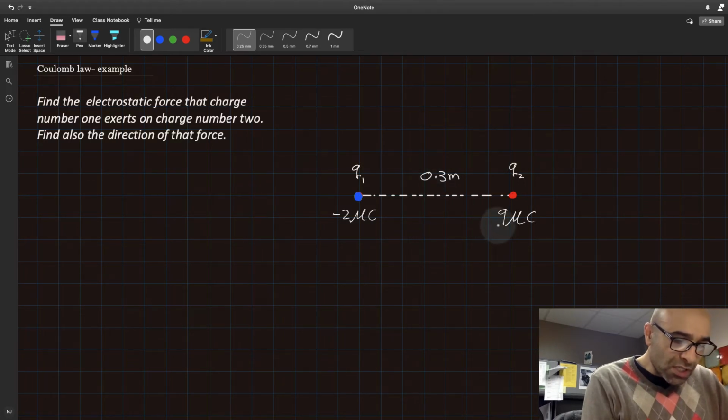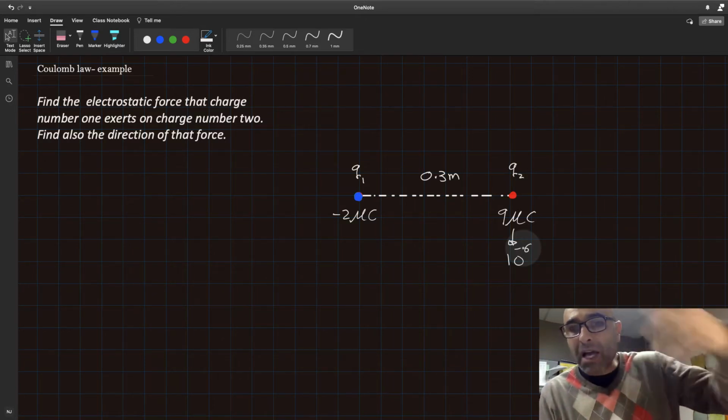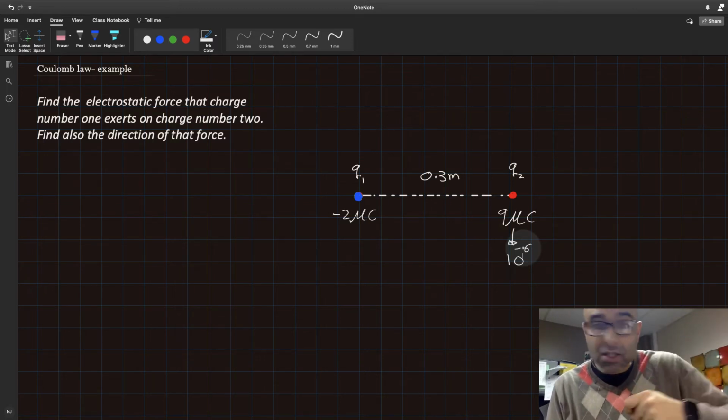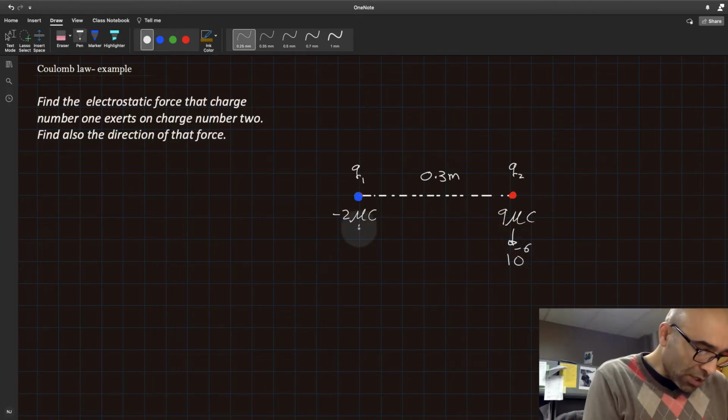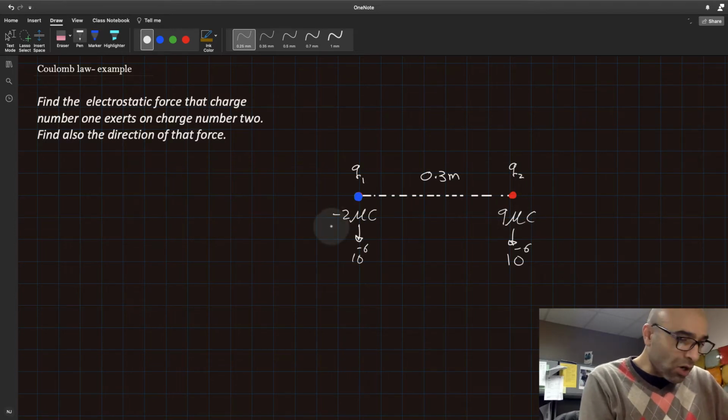One charge is 9 microcoulomb, and micro is equal to 10 to the minus 6. You will see this a lot in these kinds of problems. Micro, nano is 10 to the minus 9, pico is 10 to the minus 12. So this is 10 to the minus 6. Okay? So we have a positive charge, 9 microcoulomb, and another charge that is negative, minus 2 microcoulomb.